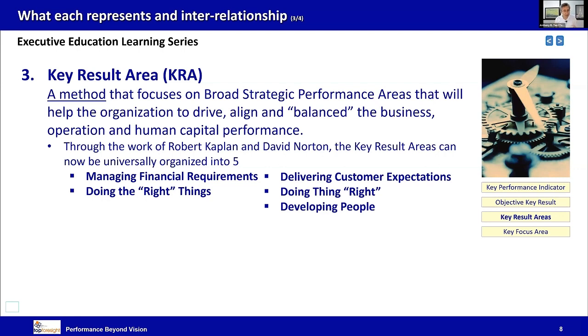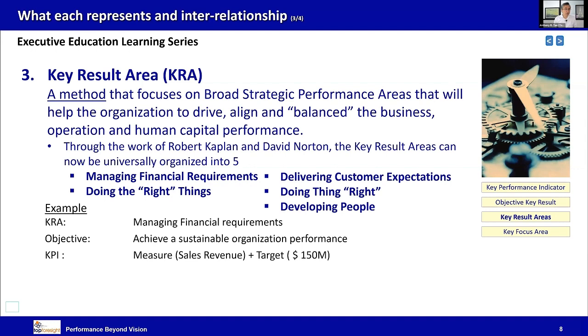But the problem here in the KRA method is that it is so broad, which means I can have two or three objective statements in one key result area. Take for example, the key result area managing financial requirement, objective achieve a sustainable organization goal. The problem is managing financial is not just about growing the business. It could also be looking at productivity, how to manage costs.